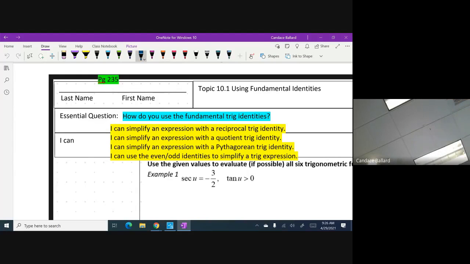What's CSE mean? There you go. Okay, come on in the chat. What's the reciprocal of sine? Maybe it's being slow today. All right. There we go.